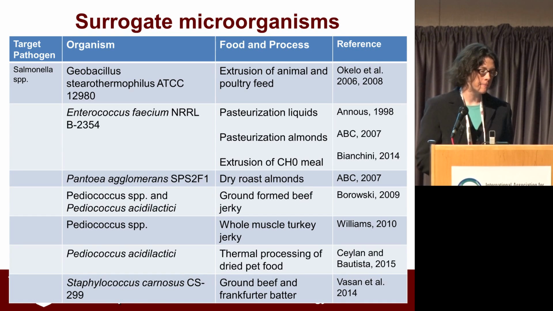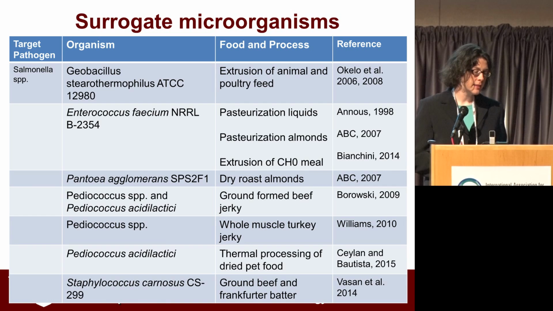very conservative. Enterococcus faecium NRRL B2354, that has had a lot of work associated with pasteurization of liquids, also pasteurization of almonds. That is the surrogate of choice of the Almond Board of California. And it recently has also been validated for extrusions of balanced carbohydrate protein meals.